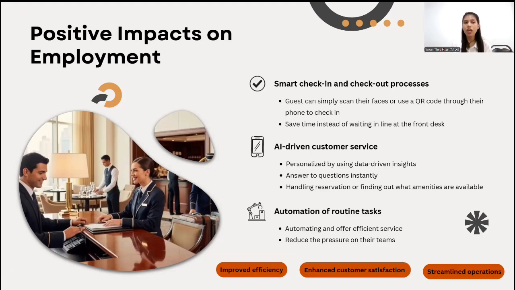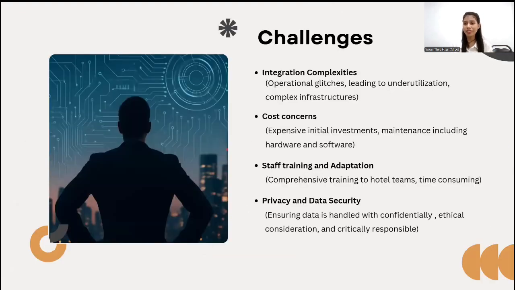streamlined operation. So, since you see the positive impact, you might wonder, are there any challenges of applying AI in the hospitality sector? So, of course, there are challenges. In every situation, it always has pros and cons. Also, applying artificial intelligence in the hospitality sector too.